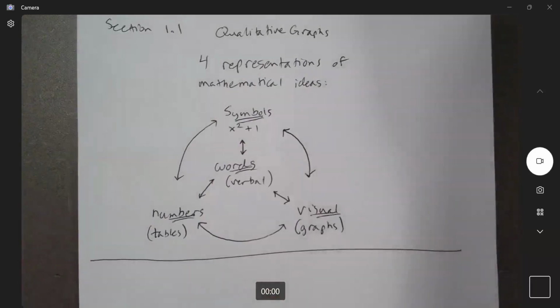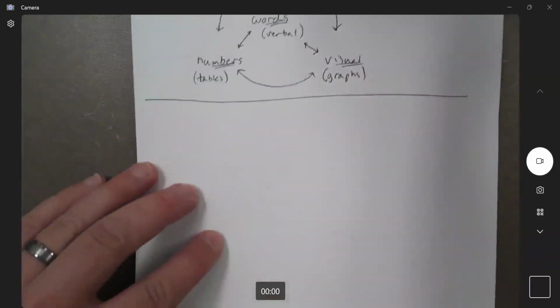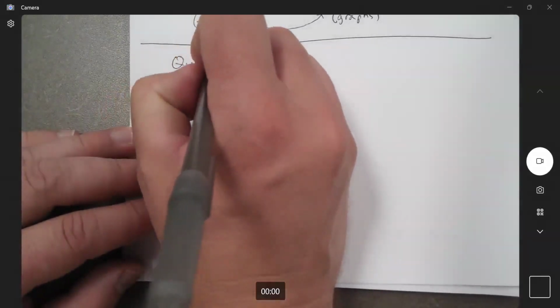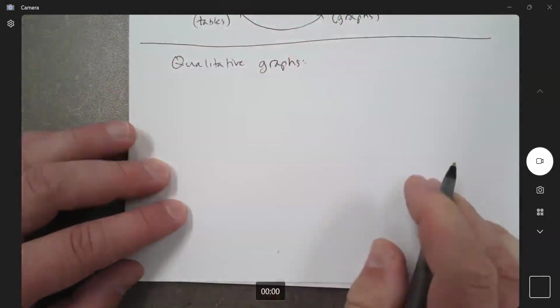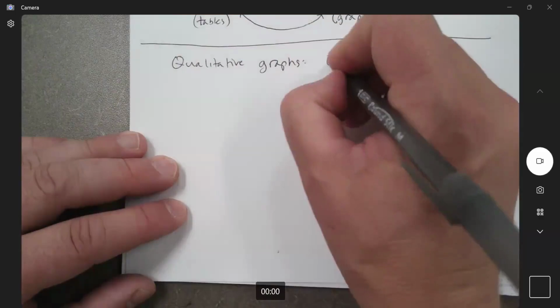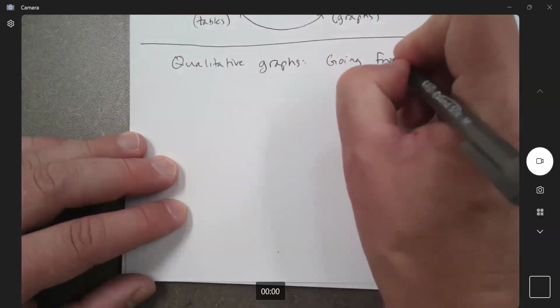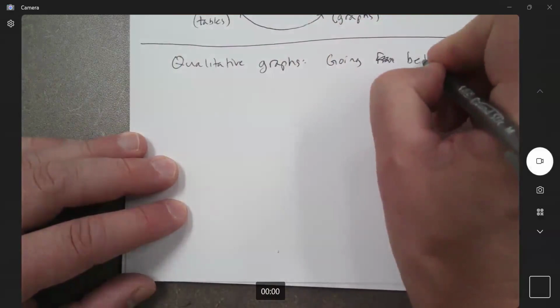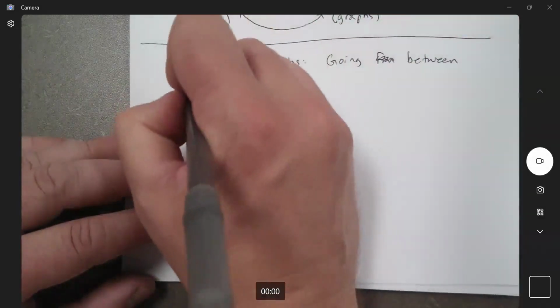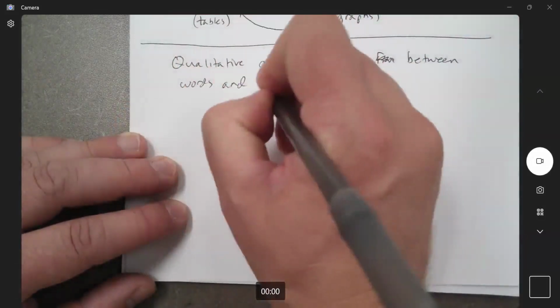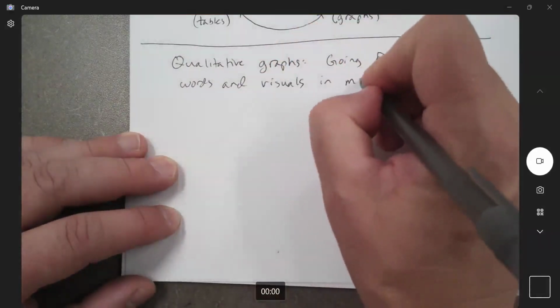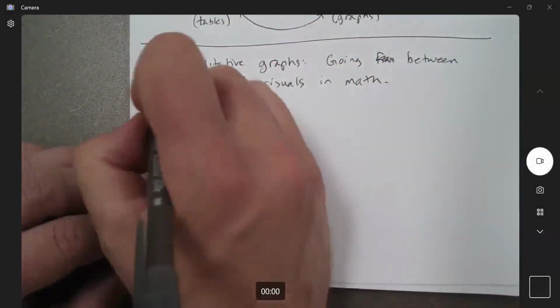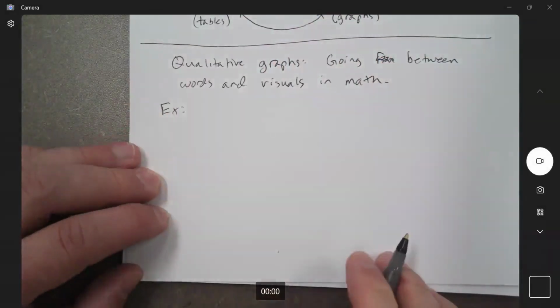So let's use this idea to study our first section, qualitative graphs. And really, this whole idea is going between words and visuals in math. So let's just do an example.